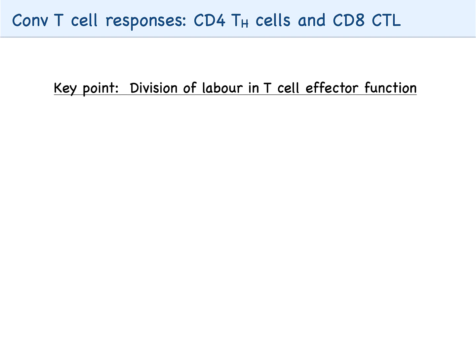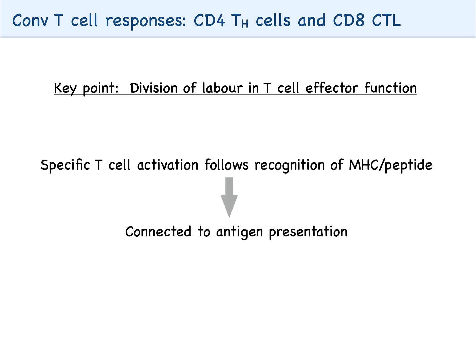So you have seen here already a key point in T cell function, and it is that there is a division of labor in T cell effector function. CD4 T cells are very good cytokine producers, and they like helping other cells to achieve their function, whereas CD8 T cells mainly kill those cells that are infected. And the specific T cell activation follows recognition of the cognate MHC peptide complex. So here there is a very strong connection to antigen presentation. This division of labor is very much linked to antigen presentation.